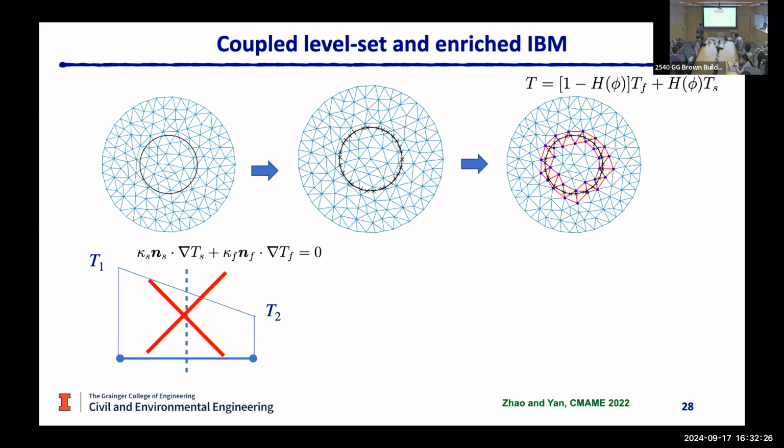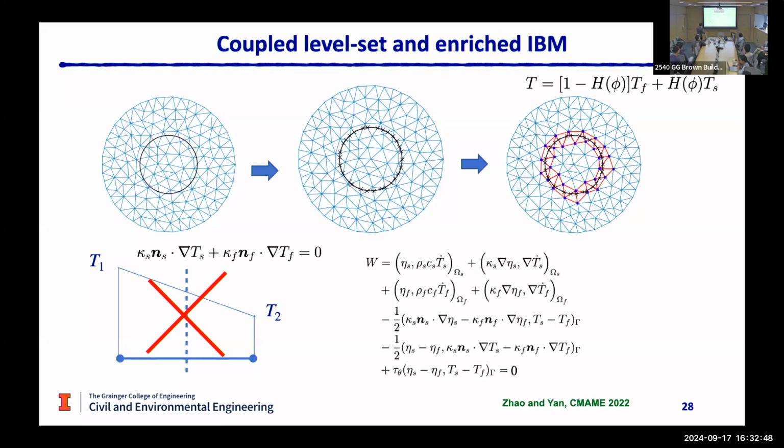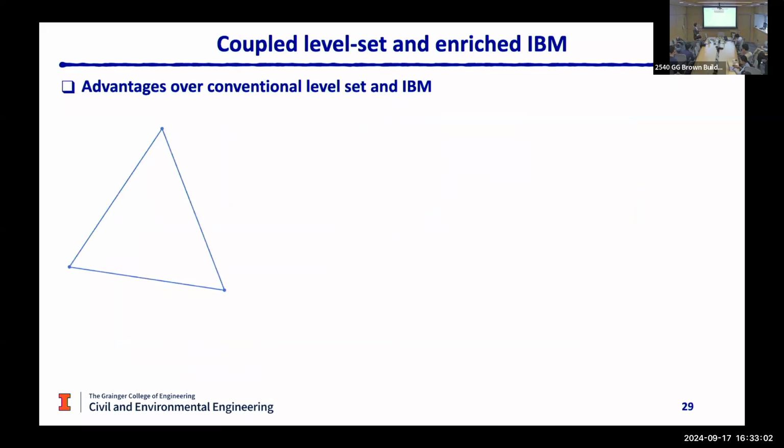And then your solution representation is the interpolation of the temperatures TF and TS through a Heaviside function. But I need to tell you that this Heaviside function is a sharp Heaviside function. It jumps from 0 immediately to 1. There's no diffusive interface here. And then if you use this solution representation and go through an augmented Lagrangian multiplier, you will have such a discontinuous Galerkin finite element formulation for this problem. And this approach has several advantages over the conventional level set and the conventional immersed boundary method. So let me show you them.